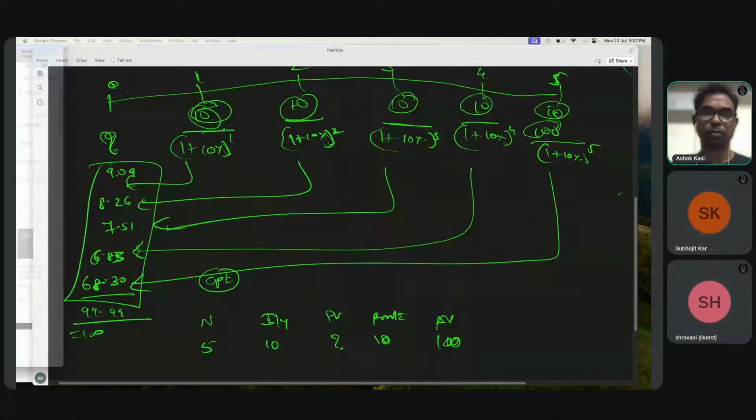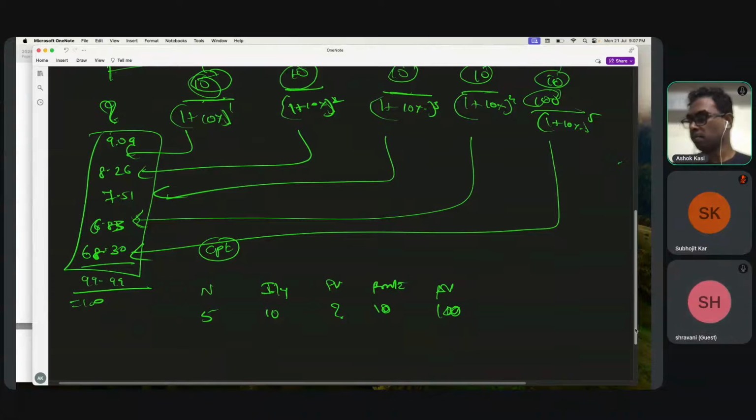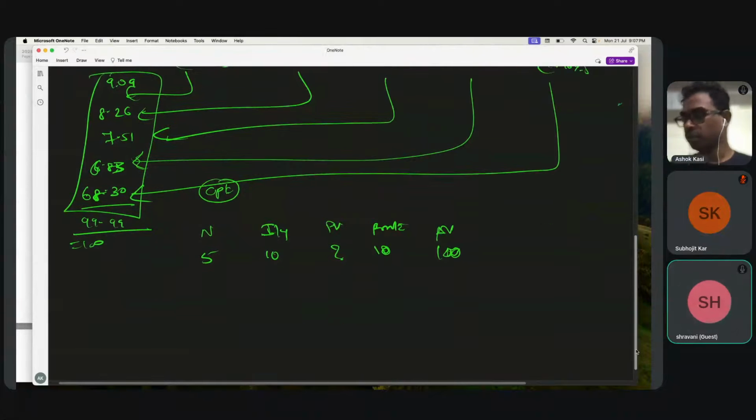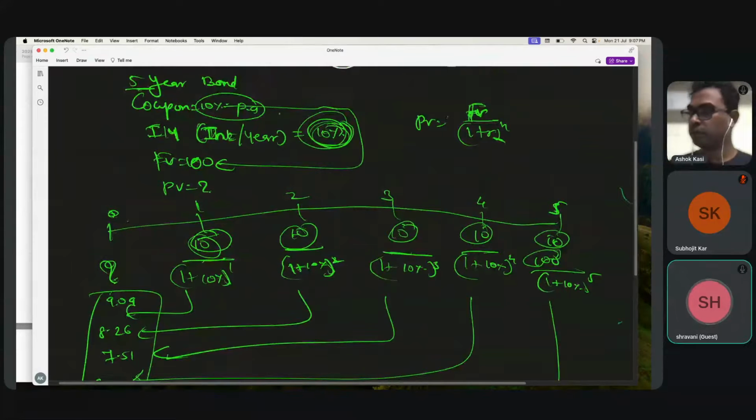Okay, so I'm getting it as 98.23. No, try now again. Yeah, I'm trying it. I'm getting minus 100 only. Yeah, it will come to 100 always. In fact, there is no need to do. That is the rule: if coupon is equal to IY, the present value will come to the par value only.